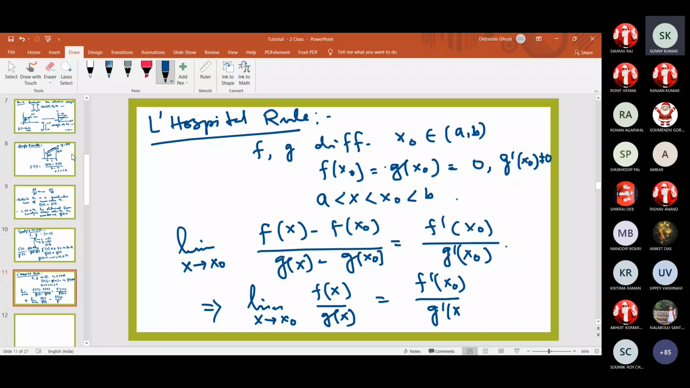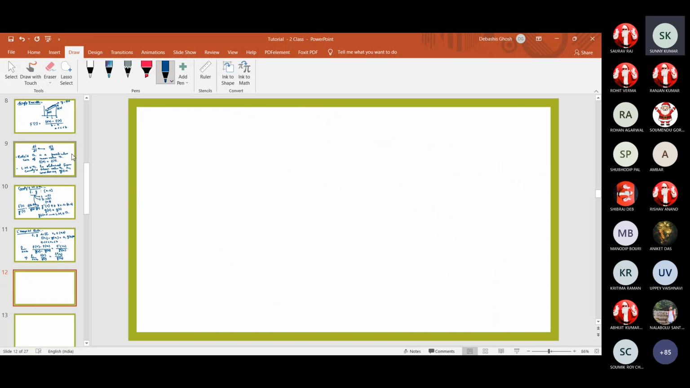Similarly, if f dash x and g dash x satisfy the same type of criteria, then again we can apply Cauchy's mean value theorem to get the form of L'Hospital's rule in this way. But one of the most important conditions is that these two values must be equal to 0. Otherwise we will not use L'Hospital's rule. It will be better if I explain that by an example.